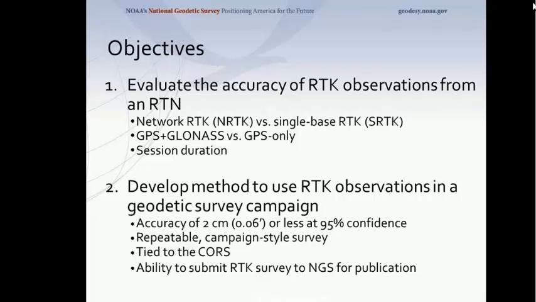Assuming that it was of sufficient accuracy, which you'll see it is, the next step in our objectives is to develop a method where we could use RTK in a geodetic survey campaign with the goal of achieving 2-centimeter or less ellipsoid heights at 95% confidence. So we want a repeatable campaign-style survey where we can tie it to the CORS and do a least squares adjustment of our total survey network. Okay, next slide.